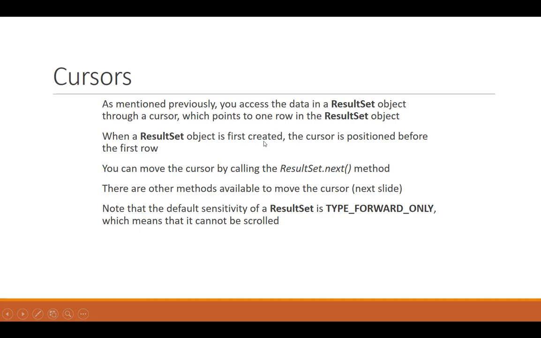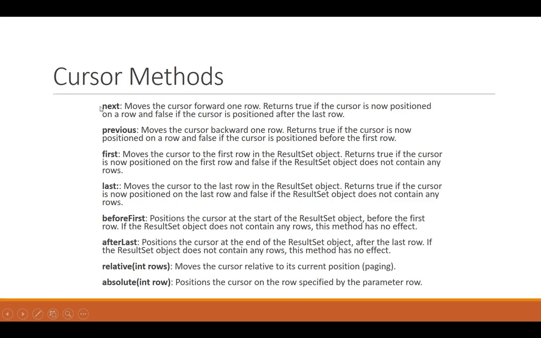When a result set is first created, the cursor is positioned before the first row, just like we talked about with the iterator and so on. You can move the cursor by calling result set next. There are other methods available to move the cursor around, but next is what we typically use because it works with forward only. So next is the most common.